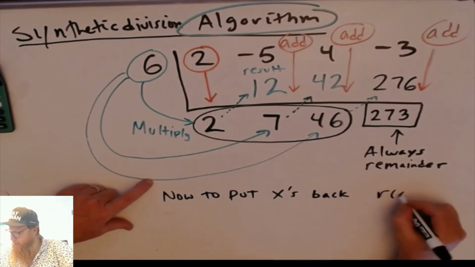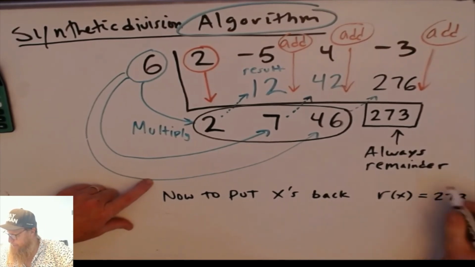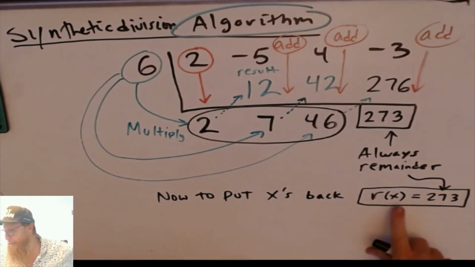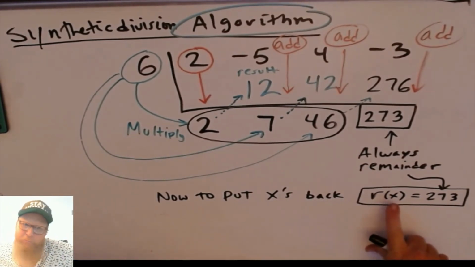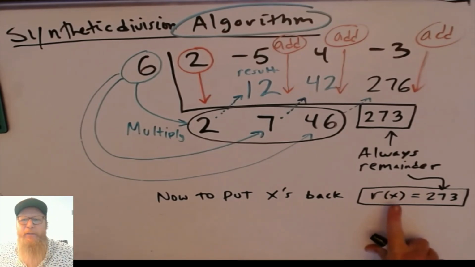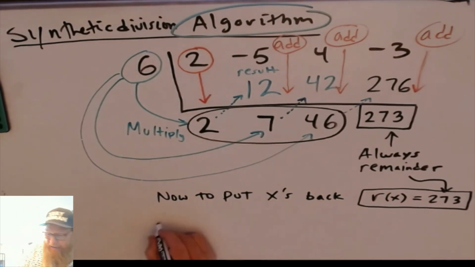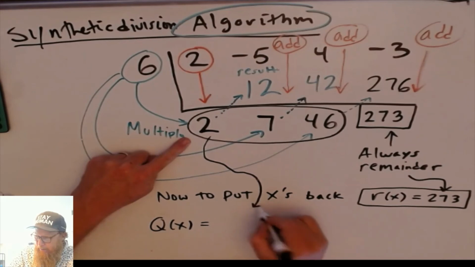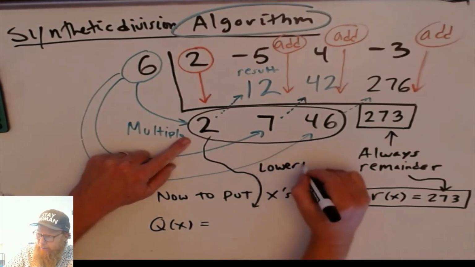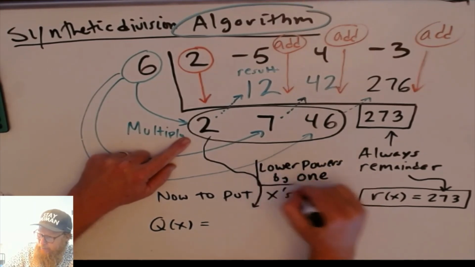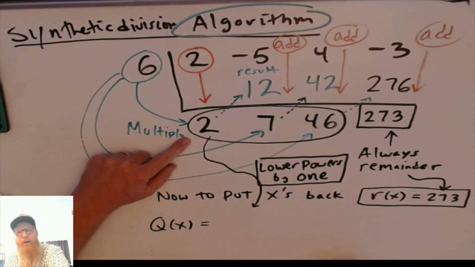R of x will always be constant, which is a little bit strange notation. We still call it R of x because x was the original variable in the problem, but the remainder never has an actual x. But we're still just going to call it R of x. All right. Then Q of x, you lower the power by 1, or reduce the powers by 1.